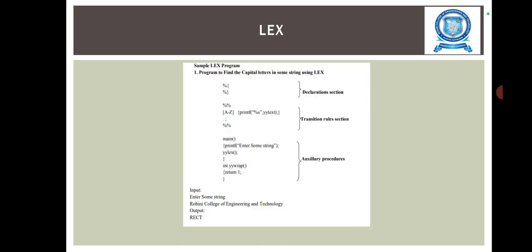This is a sample Lex program. In this Lex program, first you have to enter the declaration section. Next, in the translation rules, you are going to make the printf statement. In the auxiliary procedures, whatever statement you want to read, you can mention that. Then, for the output, you enter some string. Here I mentioned the string Rohini College of Engineering and Technology. You will get the output as RCET.